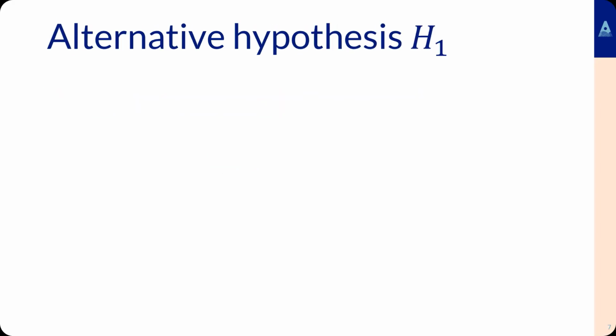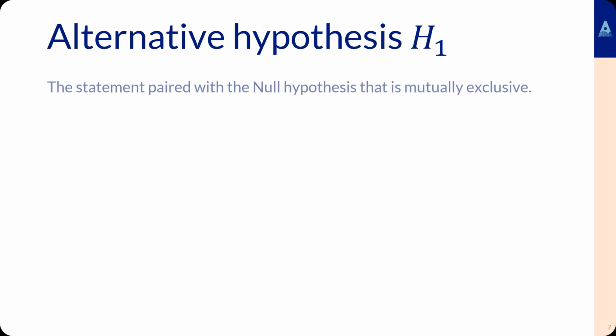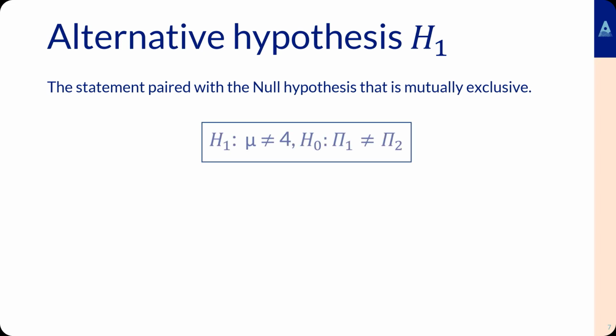For every null hypothesis, there is an alternate or alternative hypothesis H1. And this is the statement paired with the null hypothesis that is mutually exclusive. So if the null hypothesis was that the mean was equal to 4, the H1 alternative hypothesis is that the mean is not equal to 4. The second alternative hypothesis is that the proportion of one population is not equal to the proportion of another population.